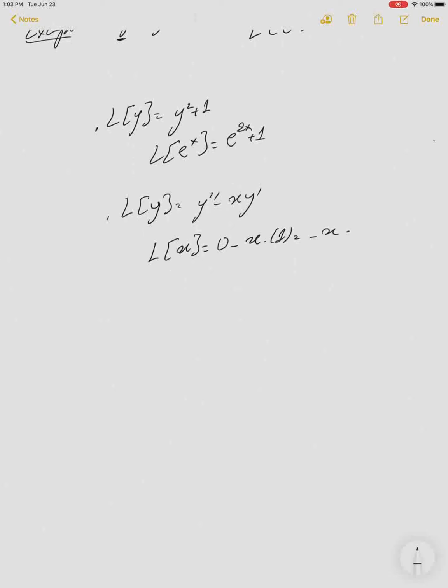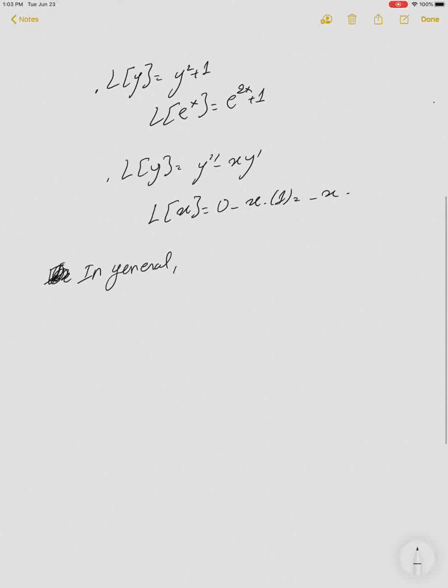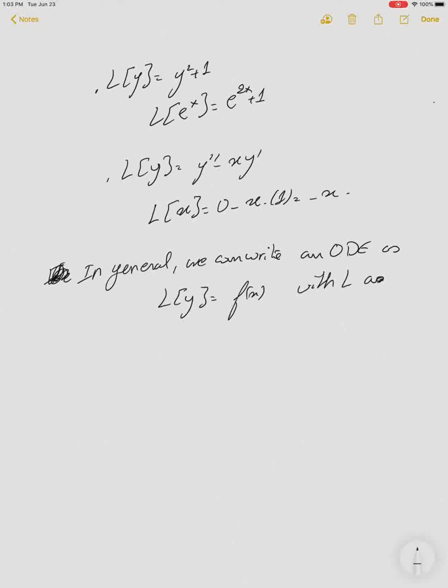See? So we can write an ODE. I said this in chapter 1, but we never really used it. But now in this chapter, you're going to see that we're going to use it a lot. In general, we can write an ODE as L of y equal f of x with L a differential operator.